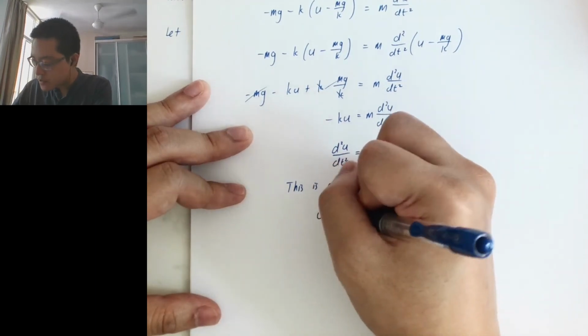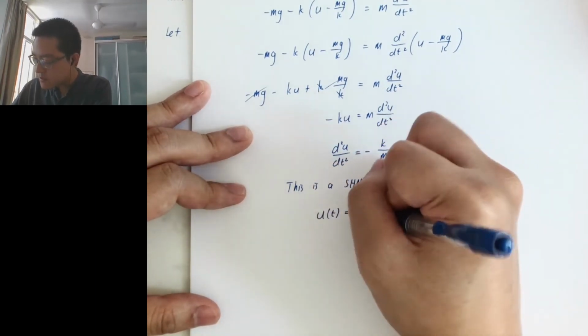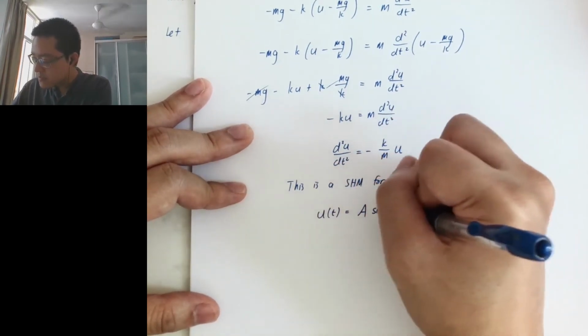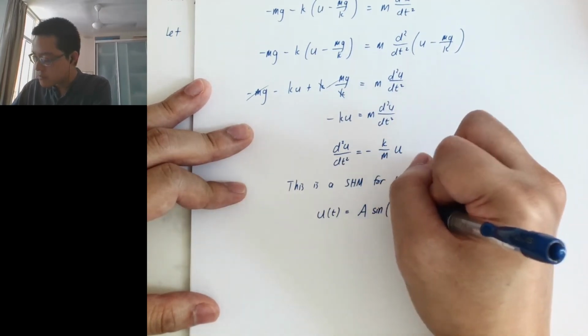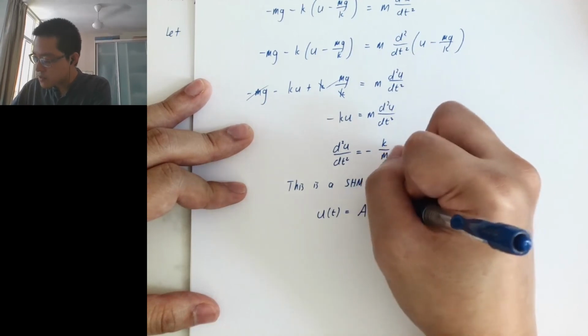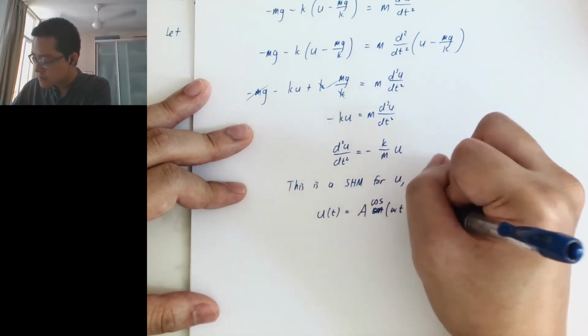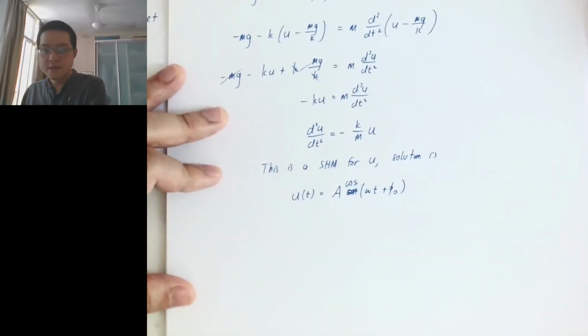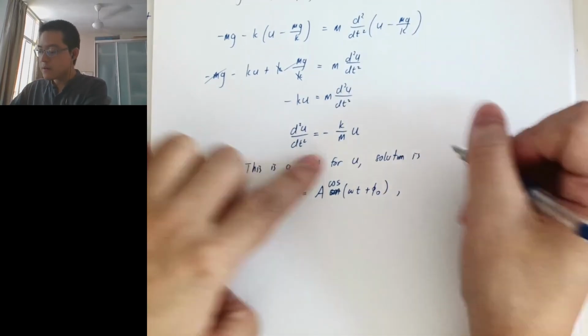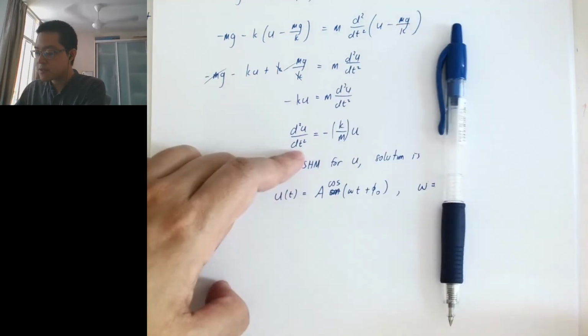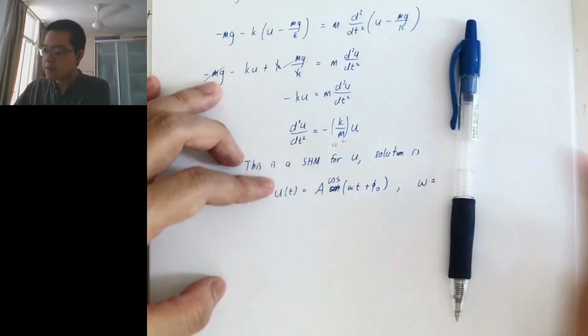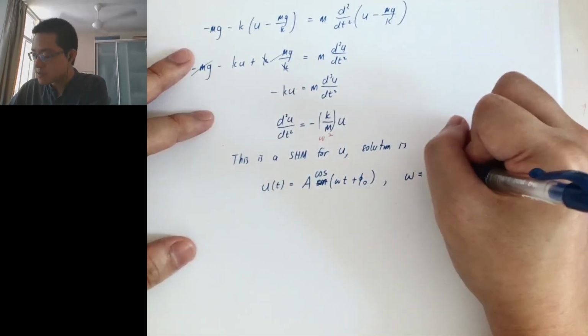So the solution is, we have given this differential equation, I have shown you in chapter 8 how to solve. It is sine omega t, right? So sine omega t, or I use cos. Omega is given by this coefficient, and it is the same formula as just now, so it's square root of k over m.